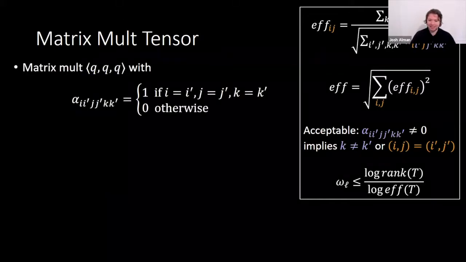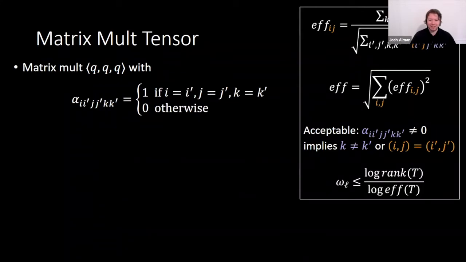So again, the coefficient is 1 if i is i prime, j is j prime, and k is k prime, and 0 otherwise. It's not hard to check that this is an acceptable tensor. It's kind of how we define acceptability. In particular, whenever it's non-zero, we just have this i equals i prime and j equals j prime condition. So it's acceptable for that reason. Its rank is about q to the omega by definition of the matrix mult exponent omega.